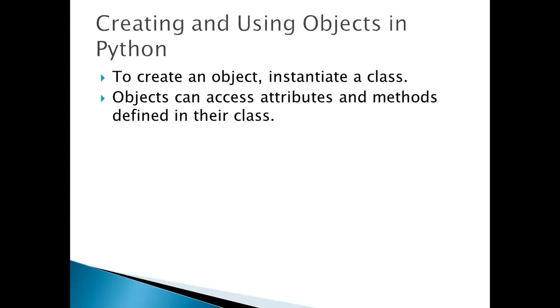By further moving toward using objects in Python, objects can access attributes and methods defined in the class. Use the dot notation to access them.